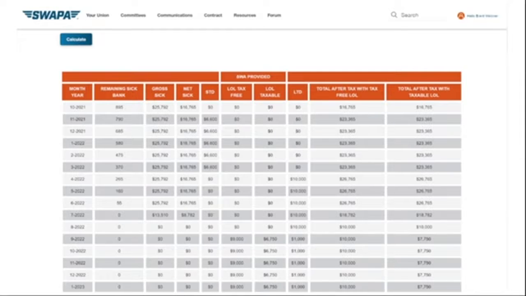And then if you go out when you're 64 and a half, short-term disability will pay you a minimum of 22 weeks, and long-term disability will pay you 12 months if you continue to remain disabled. Next slide, please.